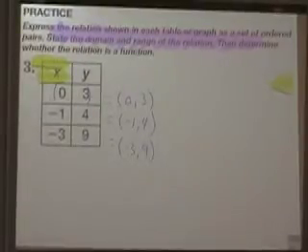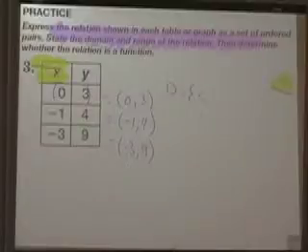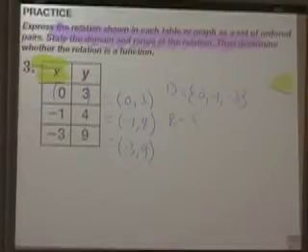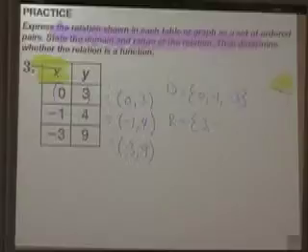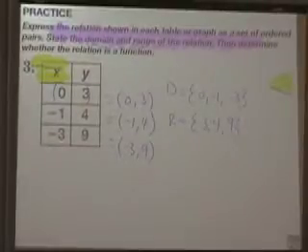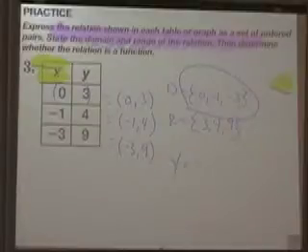Now it says state the domain and range. See right here? State the domain and range. So the domain is going to equal 0, negative 1, negative 3. And the range is going to equal 3, 4, and 9. Okay? So now the last thing says, then determine whether the relation is a function. Do any of these occur twice? No. So is this a function? Yes, this is a function.